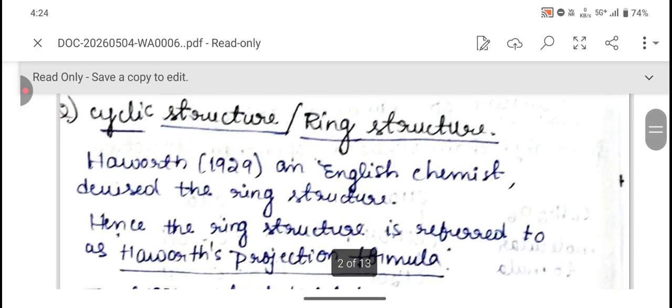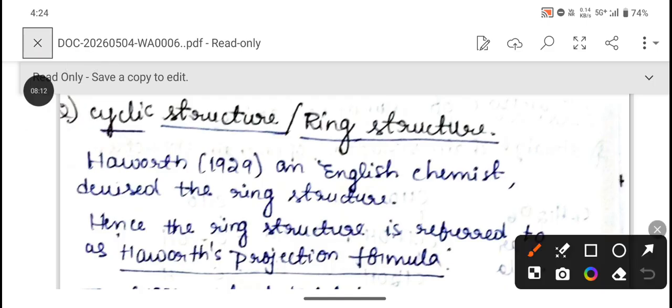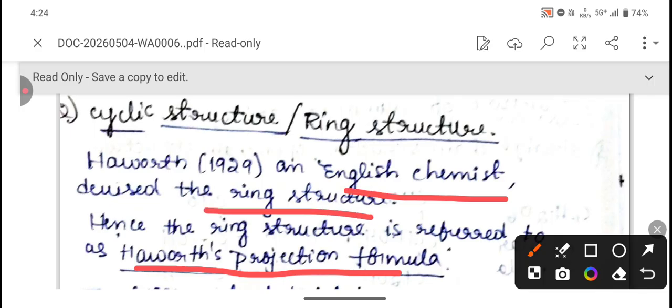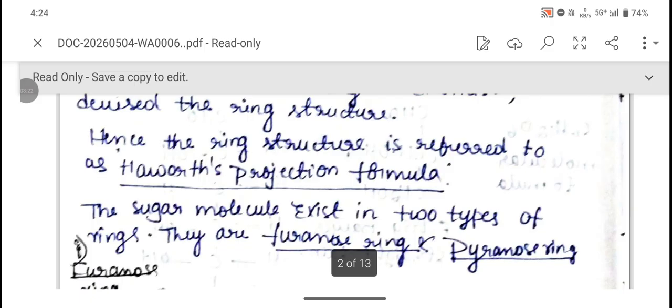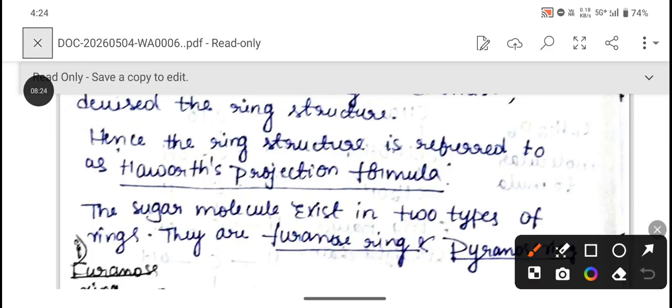And another form of structure of monosaccharide is the Haworth projection formula. Haworth is an English chemist who derived the ring structure. The sugar molecule actually exists in two types: one is the furanose ring and the other is the pyranose ring.